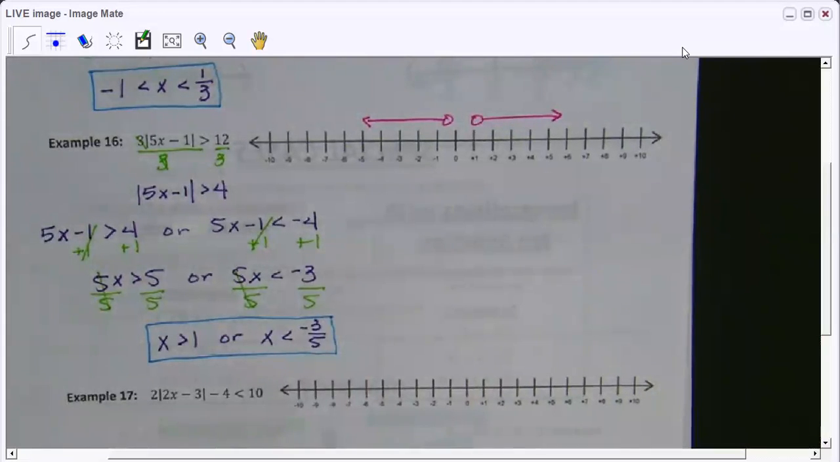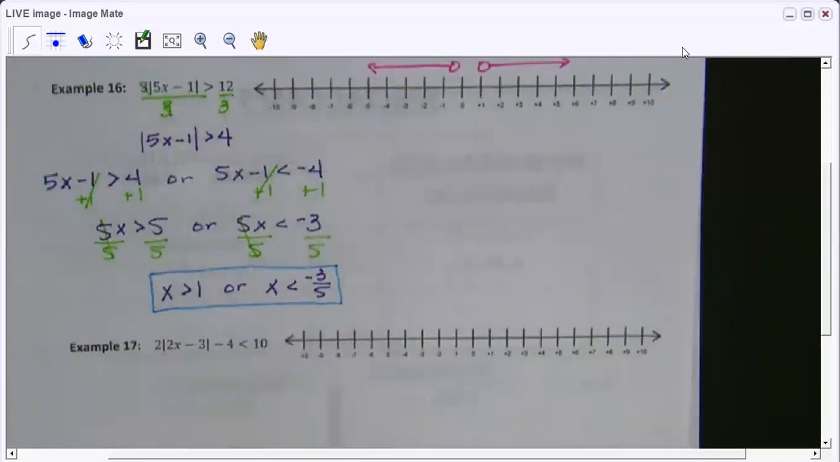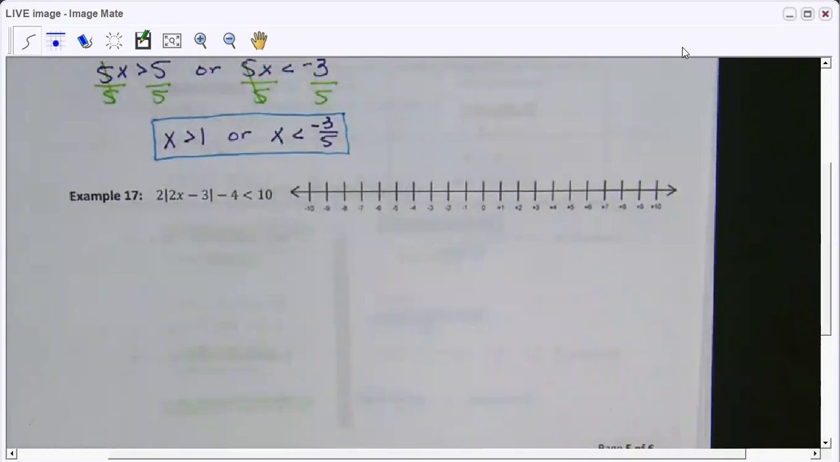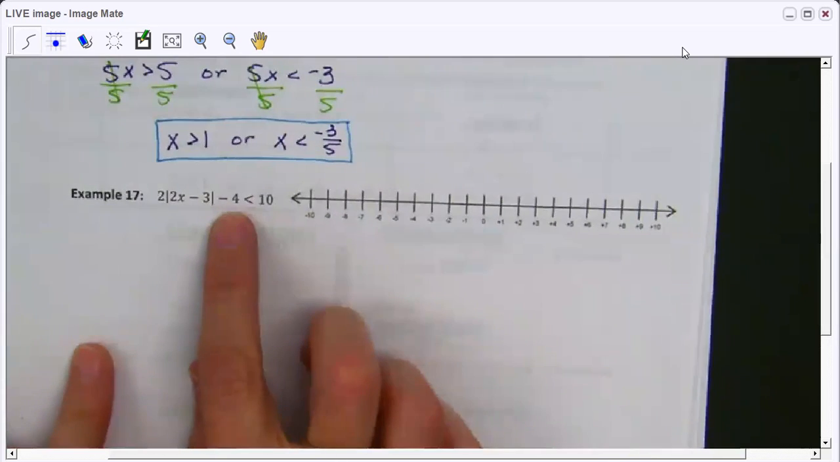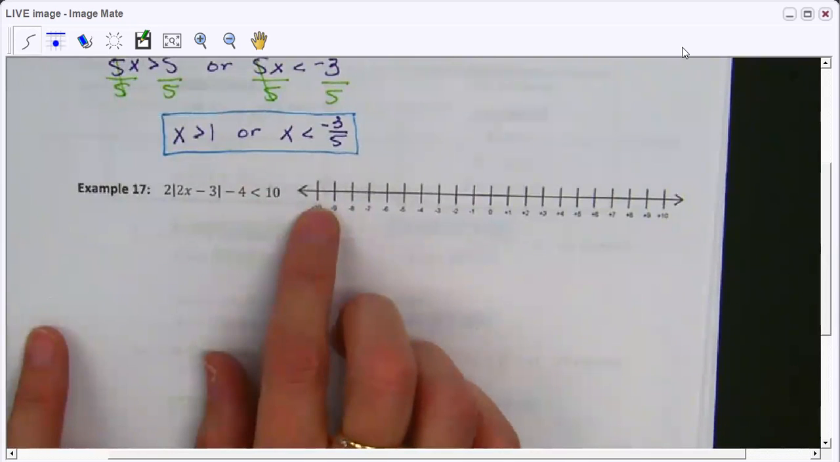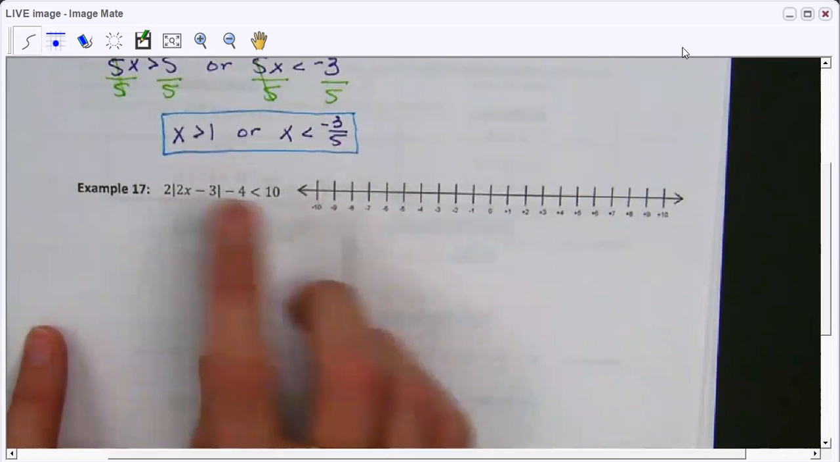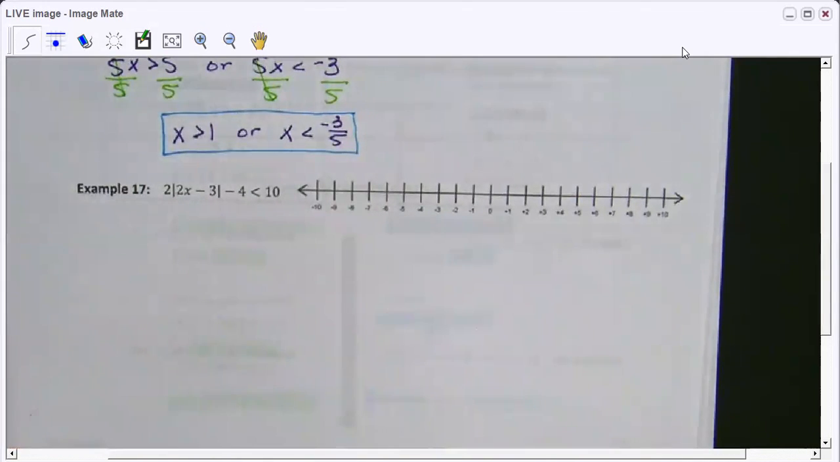Okay. Now, we're going to move to the next set. And this time we have 4 steps that we're doing. The first thing that we need to do is get rid of the -4 by adding 4 to both sides. Then we're going to get rid of the 2 by dividing both sides by 2. Once we get rid of those 2 numbers around that absolute value, then we can set up our conjunction. Okay, so let's see what that looks like.